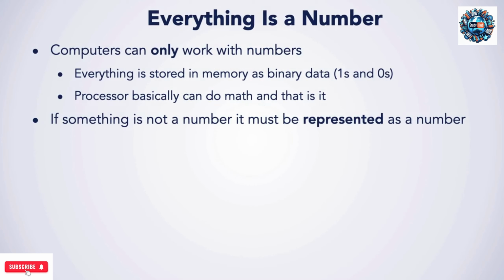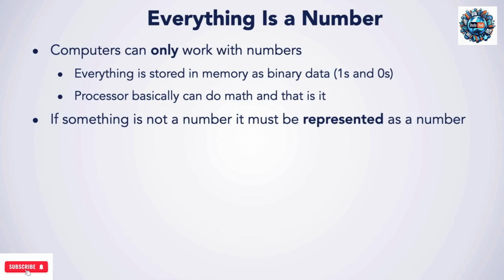We are going to take a moment to talk about an important principle that underlies all of computing. Everything is a number. What does this mean? Computers can only work on numbers. They store all data in their memory as sequences of ones and zeros, which are binary representations of numbers.